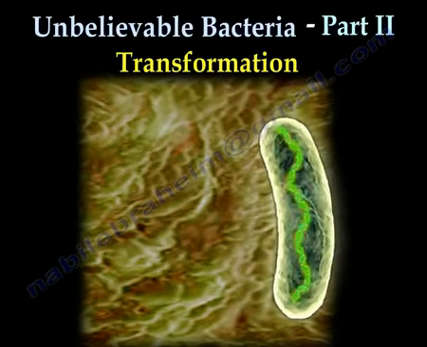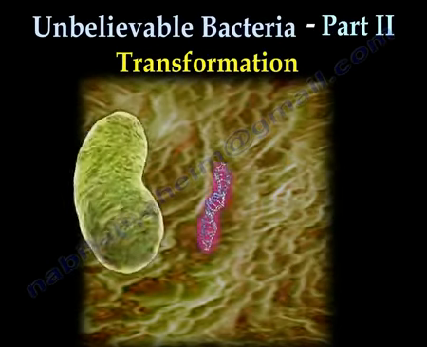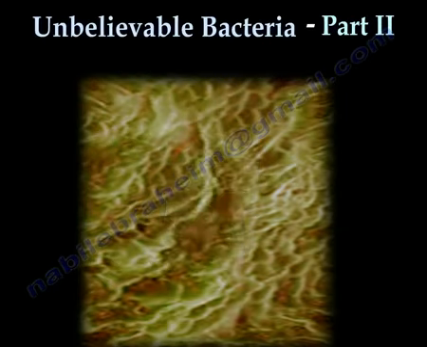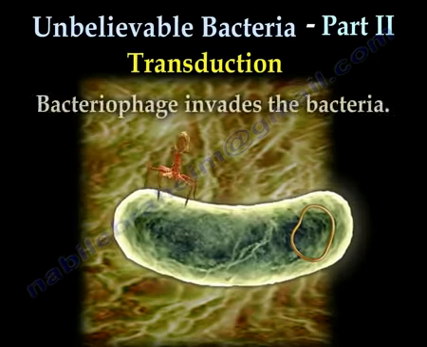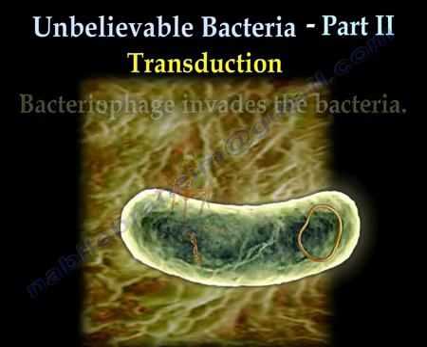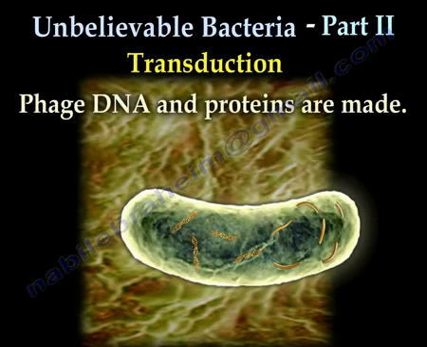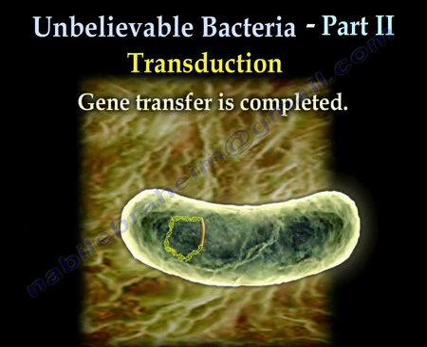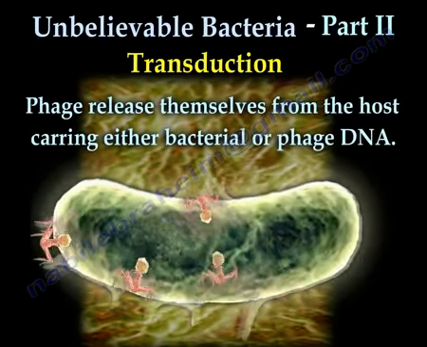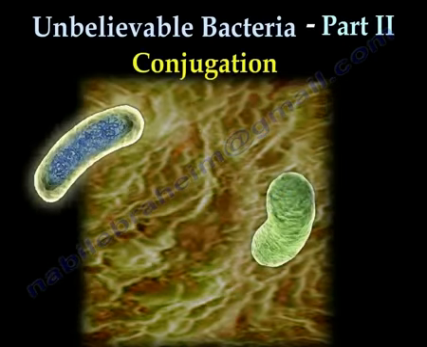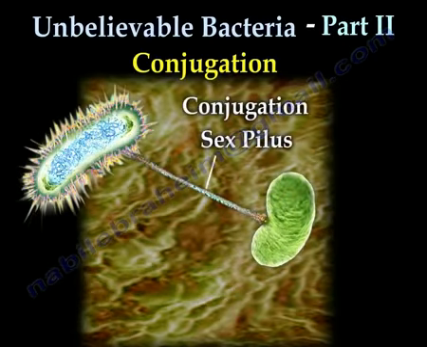Transformation is when a bacteria cell ruptures, releasing its DNA, which is then taken in by another bacteria. Transduction occurs when DNA is transferred from one bacterium to another by a virus. And finally, conjugation occurs when 2 bacteria attach themselves together with a sex pili and they exchange their DNA.